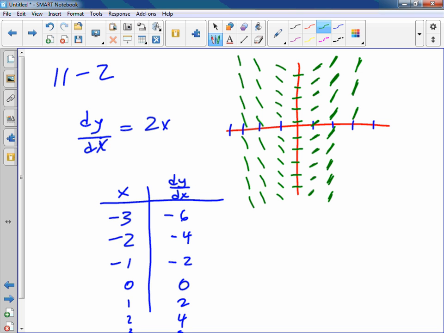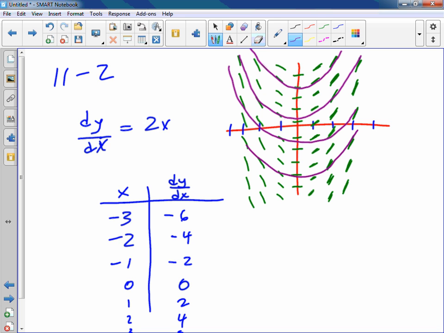Okay? Now, let's think about this. Johnny looked at this and said, oh, it's a parabola. Well, in fact, it's a whole family of parabolas. He's right. But look at the slope. But here's what's really neat.